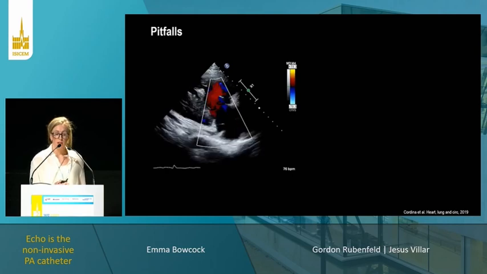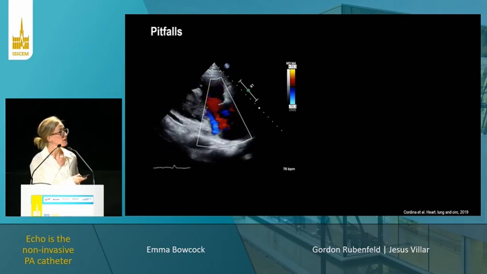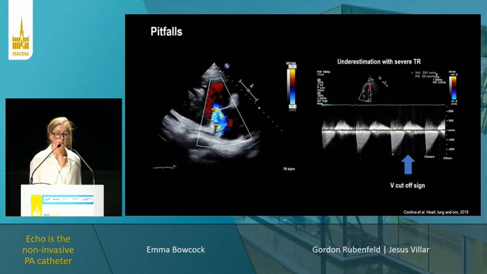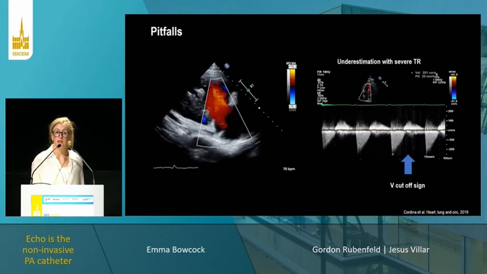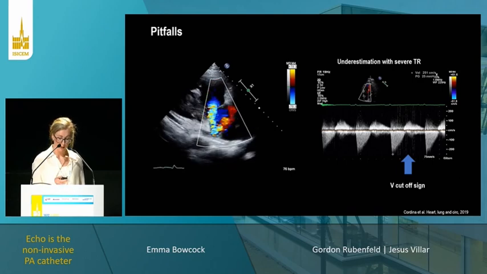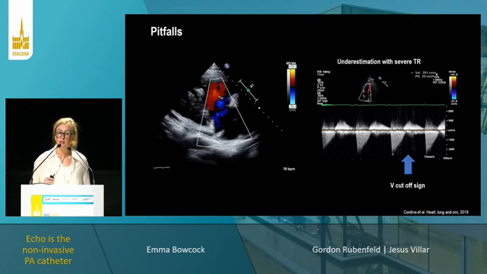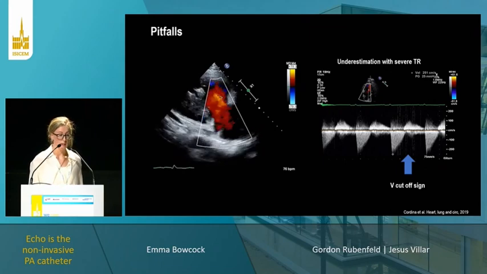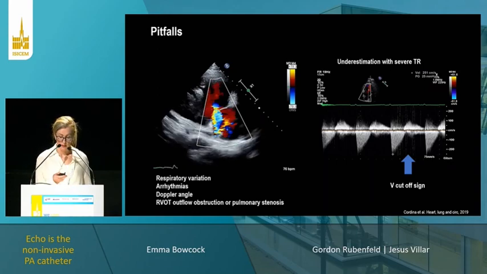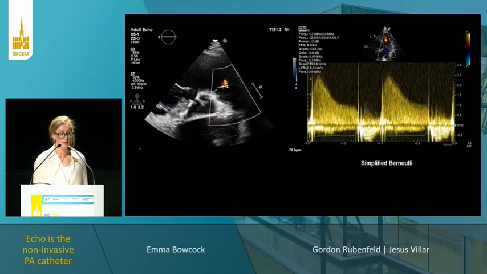This gives us reasonable estimates of what the pulmonary artery systolic pressure is. Again, there are pitfalls with patients. This is a patient with severe tricuspid regurgitation. This is the right ventricle, right atrium. And we know that in this patient group, we're going to significantly underestimate our pulmonary pressures because we get rapid equalization between the right ventricle and the right atrium. And we get what's called the V cutoff sign. And that's analogous to the V wave that we would see on our CVP tracing. And of course, again, respiratory variation, arrhythmias, etc., are going to be reducing the accuracy of all of these measurements.